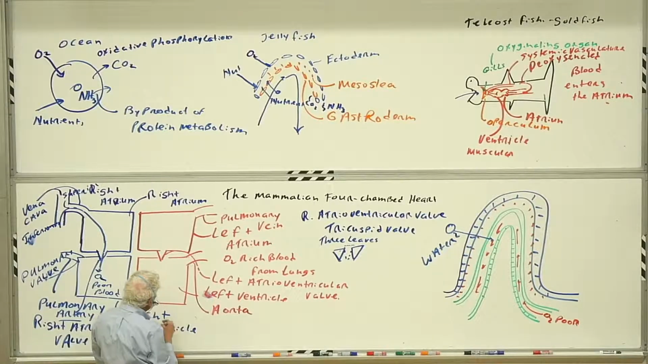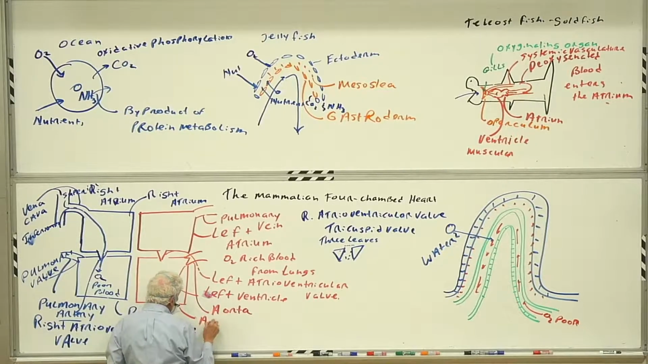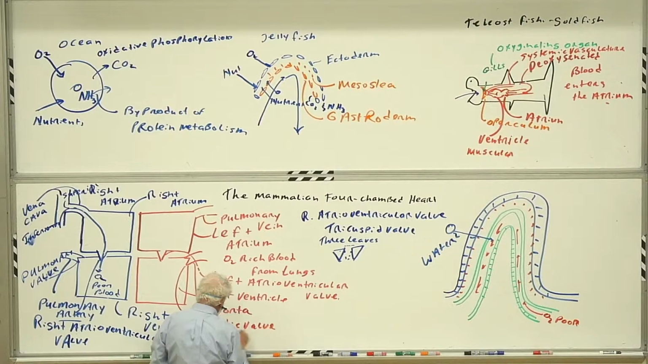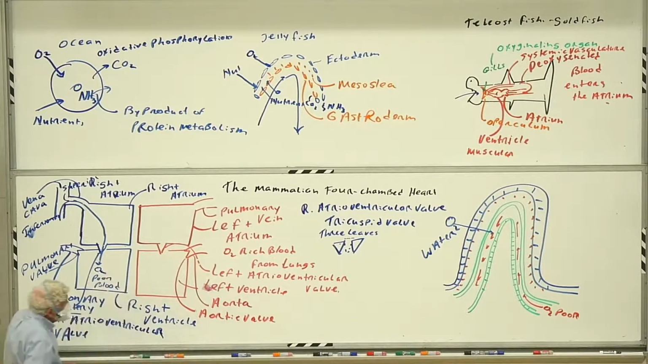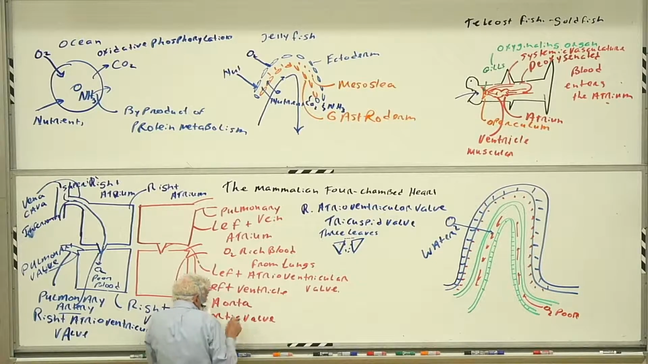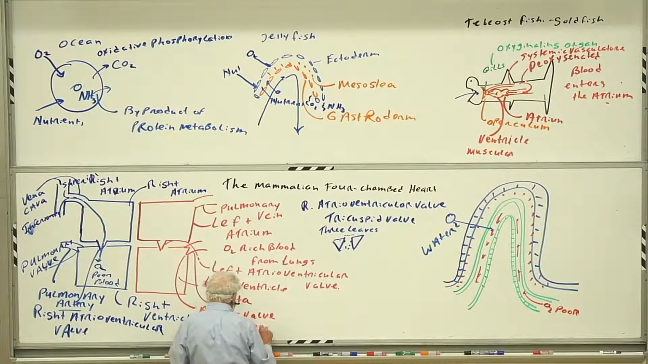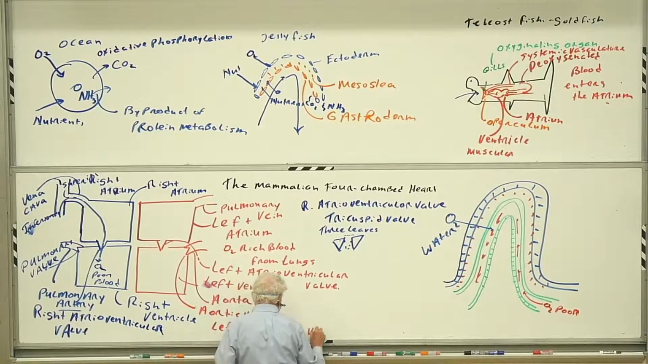and that between the chamber here is the aortic valve. The aortic valve has another name. It's also, again, an anatomical name. It's called the left semilunar valve.